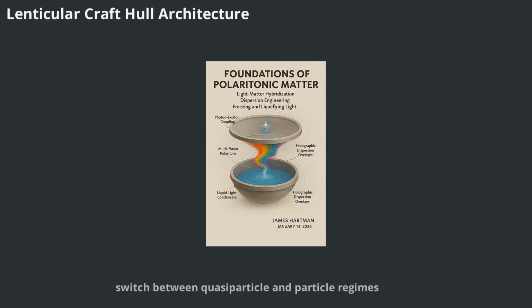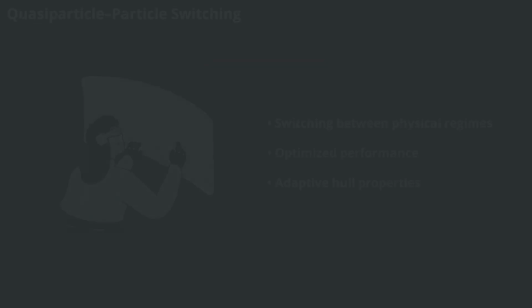HPMF extends its reach to the design of advanced craft hulls, particularly lenticular structures that can switch between quasiparticle and particle regimes. These hulls embed polariton channels, enabling propulsion and adaptive responses to external forces. The architecture is optimized for both strength and flexibility, leveraging the unique properties of polaritonic matter.